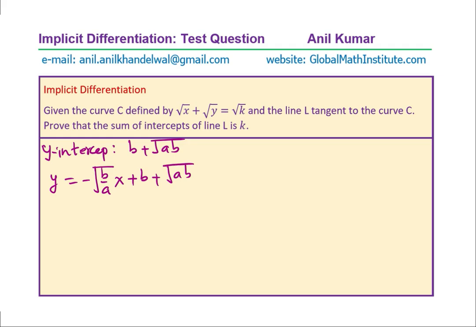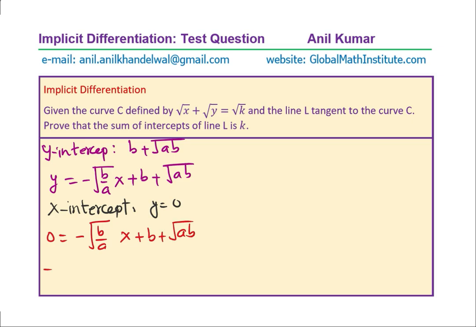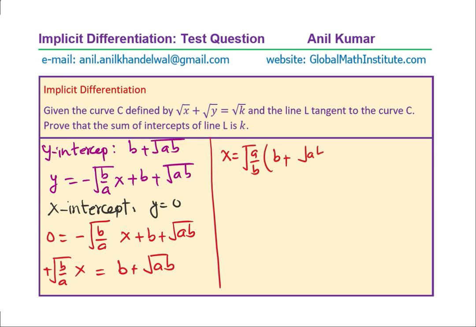Now let us find the x-intercept. X-intercept means y equals 0. So if I substitute y equals 0, I get minus square root b over a times x plus b plus square root ab equals 0. We need to find the x-intercept, so let's rearrange. We take minus square root b over a to the left side, it becomes plus. And we have b plus square root ab. Isolating, we get x equals square root a over b times b plus square root ab, correct?